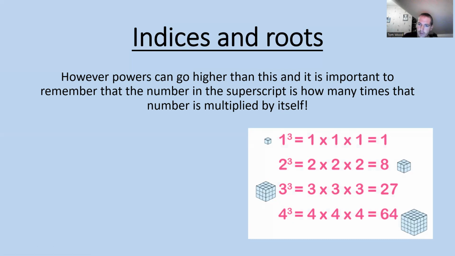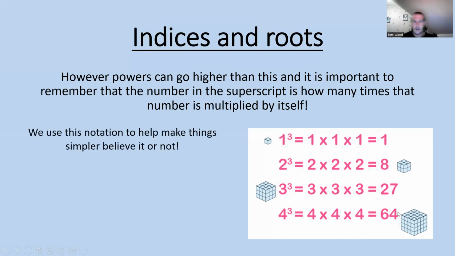4 cubed, that just means 4 times 4 times 4, 64. The notations do generally make things simpler, like I was just saying. The main thing with these, though, is that you will see squared and cubed units when we look at measurements. So when we deal with area, we look at squared, like centimeters squared, meters squared.